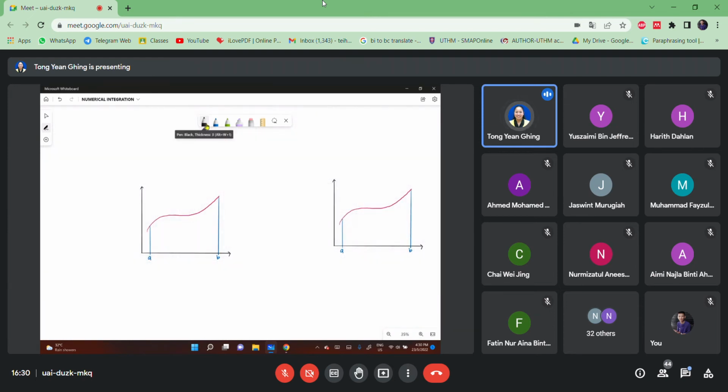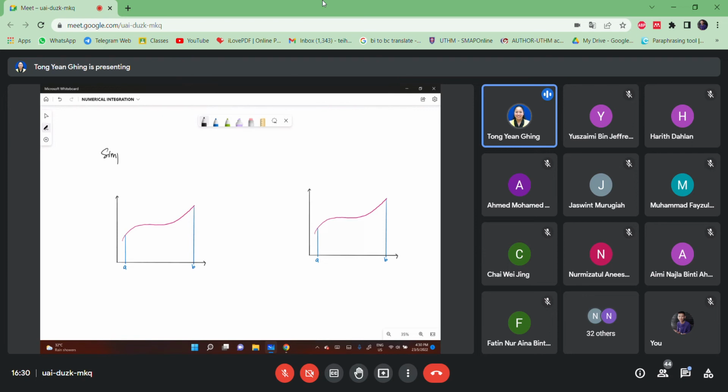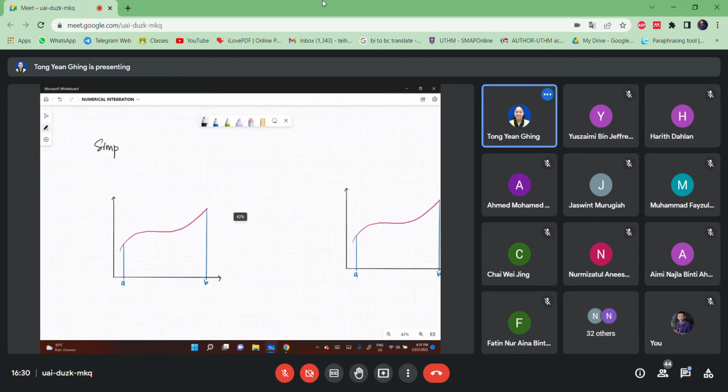Let's continue with Simpson's one-third. Wait, I open my notes. Make it a bit bigger. Simpson's one-third rule.